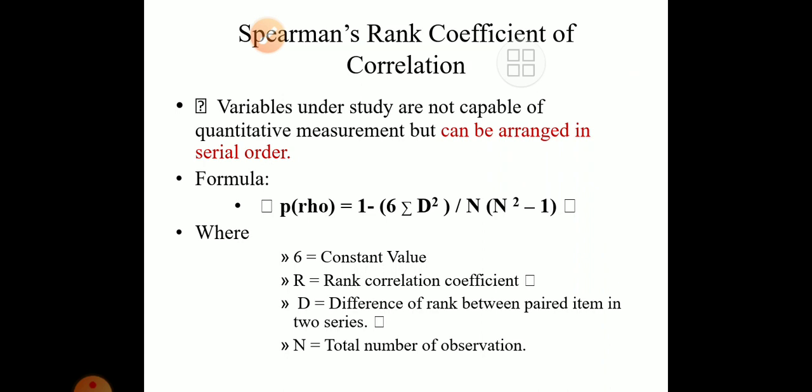Now we have to get an idea about Spearman's rank coefficient of correlation. Variables under study are not capable of quantitative measurement but can be arranged in a serial order. First of all, the formula: rho is equal to 1 minus 6 sigma d square divided by n in bracket n square minus 1. Sigma is a constant value, r is the rank correlation, d is the difference of rank between the paired items in the two series, n is the total number of observations.